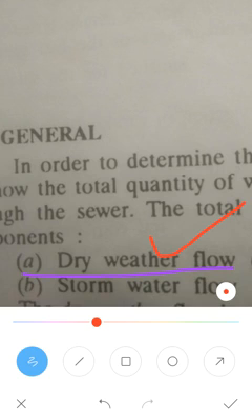Dry weather flow is also sometimes called sanitary sewage, the wastewater which comes out from the bathroom, kitchen, and other public buildings. It is obtained mainly from domestic wastewater, industrial wastewater, wastewater from the public facilities, and groundwater infiltration.